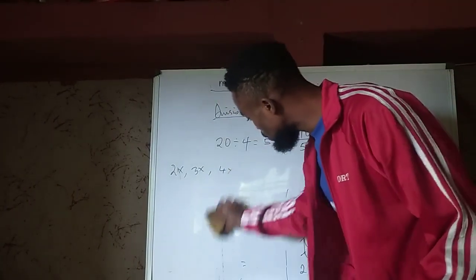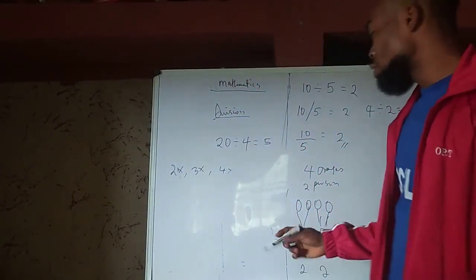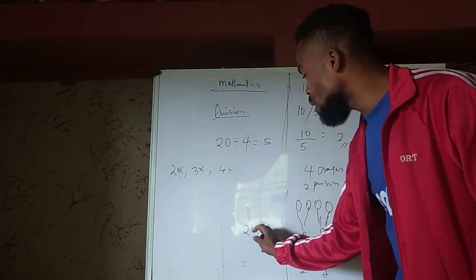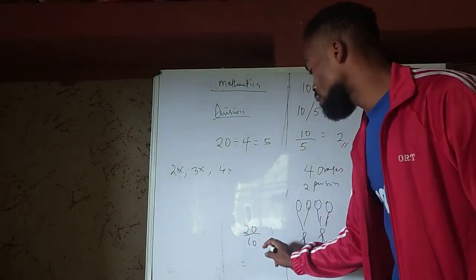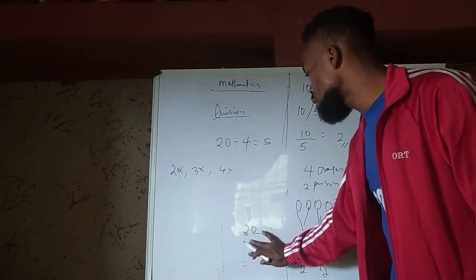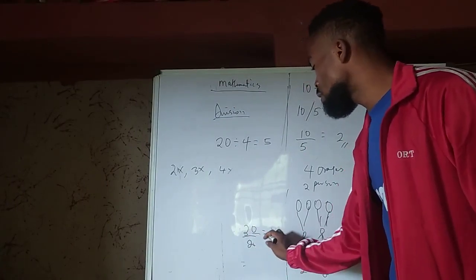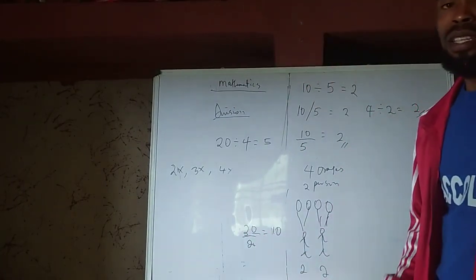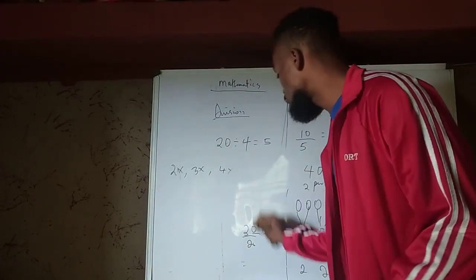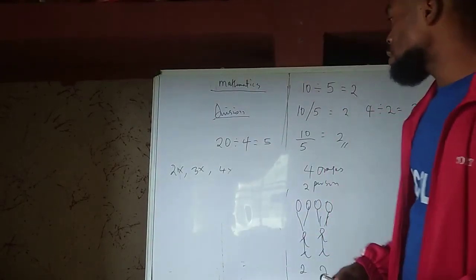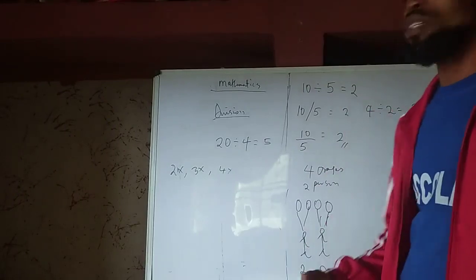Okay. Alright. So even if we had said 20 divided by 10, 20 divided by 2 would have given us 10. Alright, so that's what we say. That's the relationship. Okay, now let's also look at a bigger number.